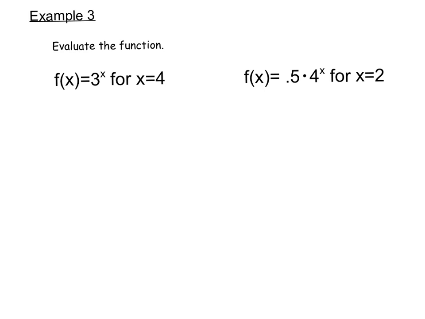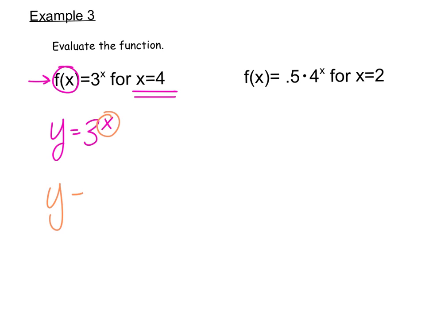Next, it's just evaluating the function, and we've done this before. Remember, f of x simply represents a function, but you could also write it as a y. So we could say y equals 3 to the x. And we have to evaluate it when x equals 4. So we're going to change x to 4. Y equals 3 to the 4th. Y equals 81.